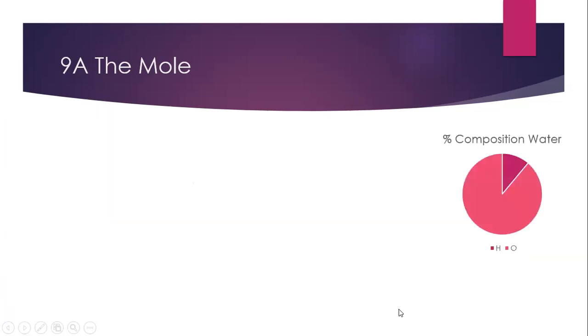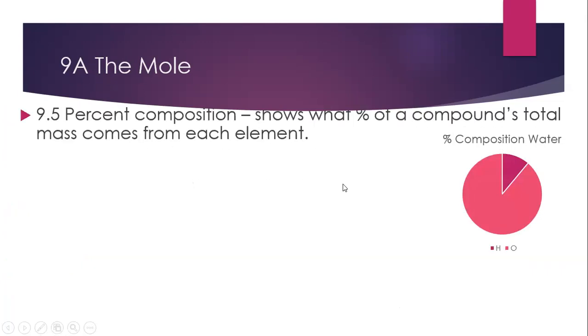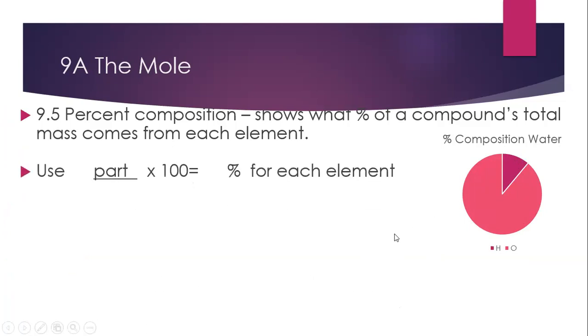Okay, percent composition. It shows what percent of a compound's total mass comes from each element. So if we were looking at the composition of water, we know water is H2O, and we can see most of water is made up of oxygen, even though there's only one. The mass ratio of hydrogen compared to the oxygen is much smaller.